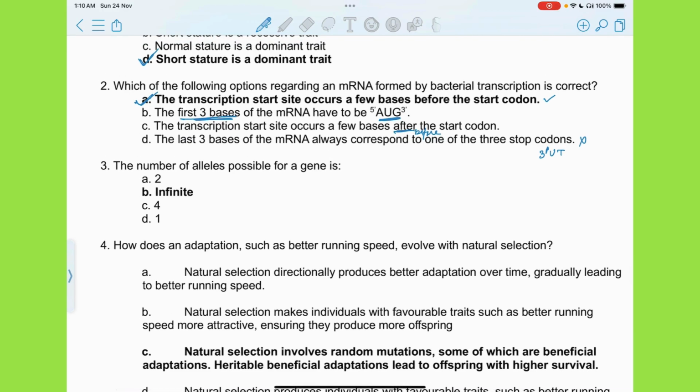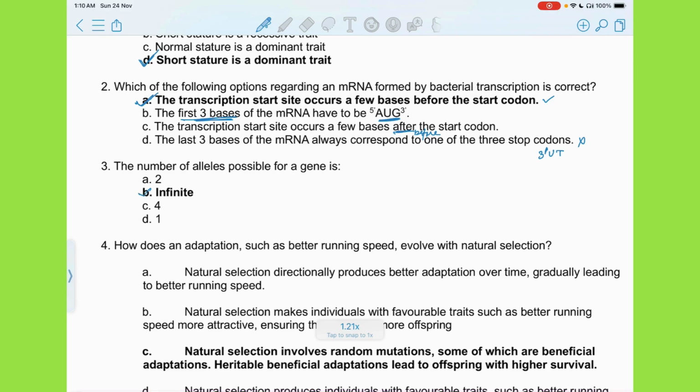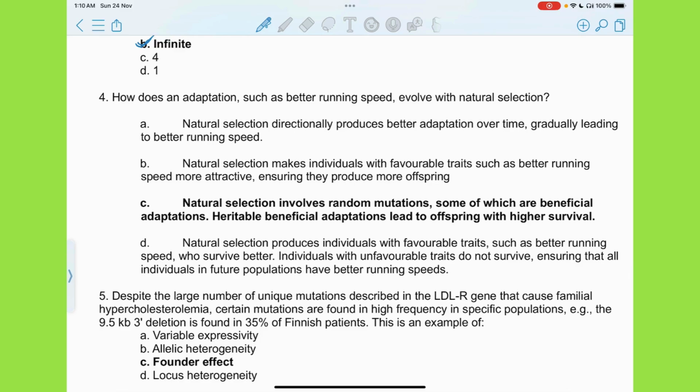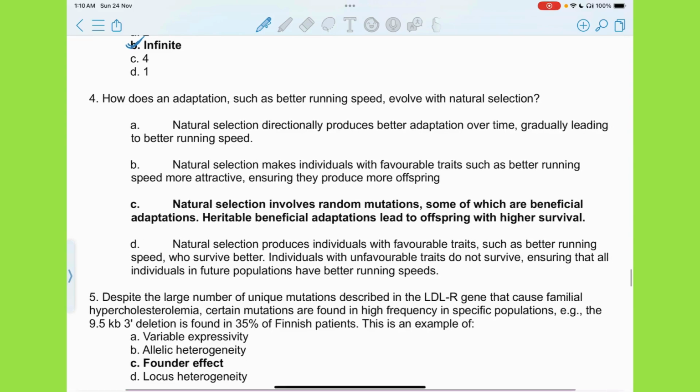The number of alleles possible for a gene is infinite. Next we have, how does an adaptation such as better running speed evolve with natural selection? Natural selection directly produces better adaptation over time, gradually leading to better running speed. No, we cannot say it to be directional and gradually leading to better running speed.